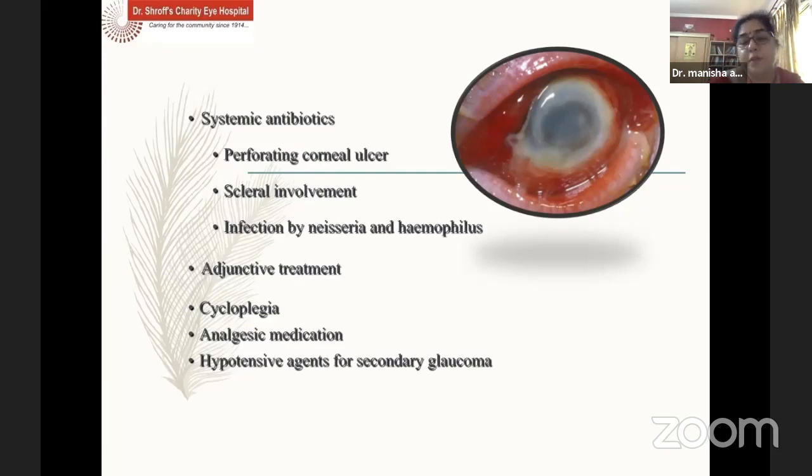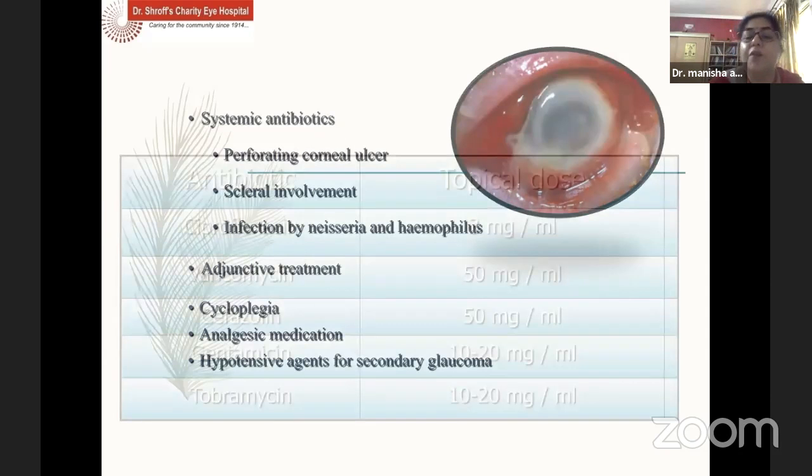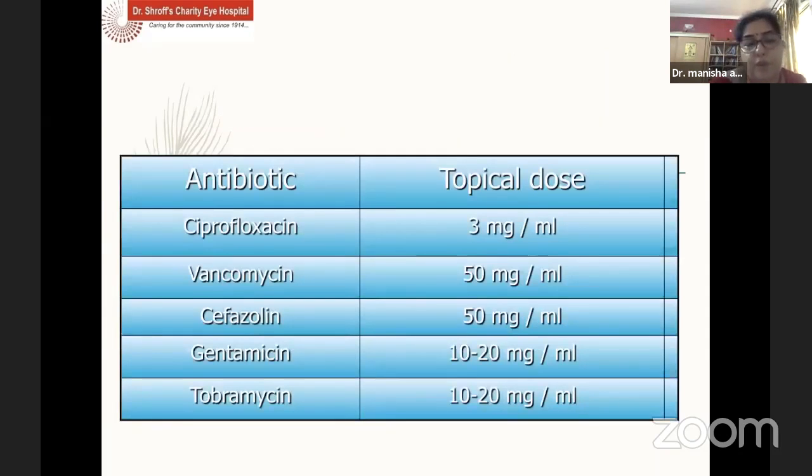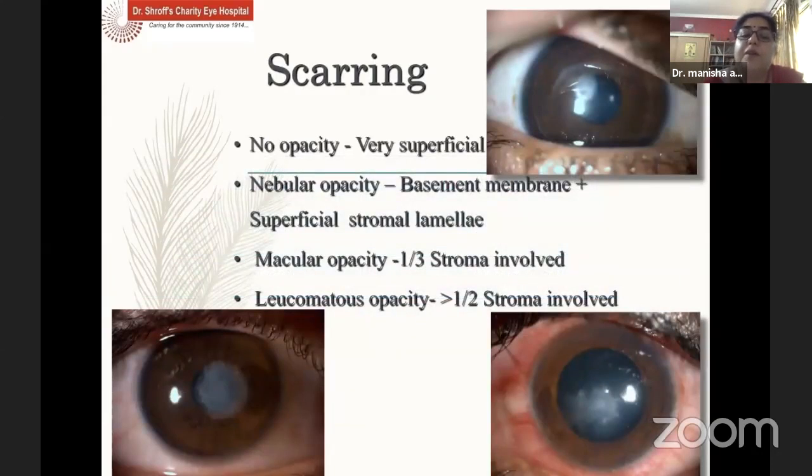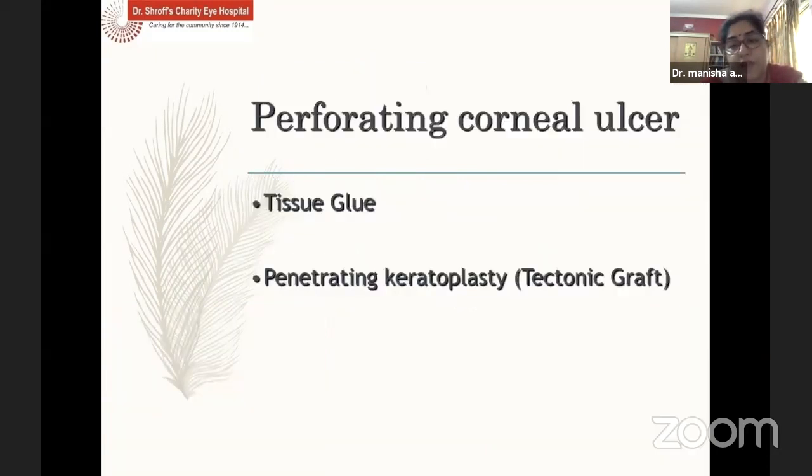if we are suspecting that the patient is having secondary glaucoma, we need to treat them with anti-glaucoma drugs as well. So these are some of the dosages of the antibiotics which we give topically, and for which we may have to prepare the fortified medications like vancomycin, cefazolin, gentamicin, and tobramycin. With the treatment, the cornea may scar, which may have very superficial opacity, or nebular, macular, and leukomatous opacity, depending on the initial intensity of the bacterial infection.